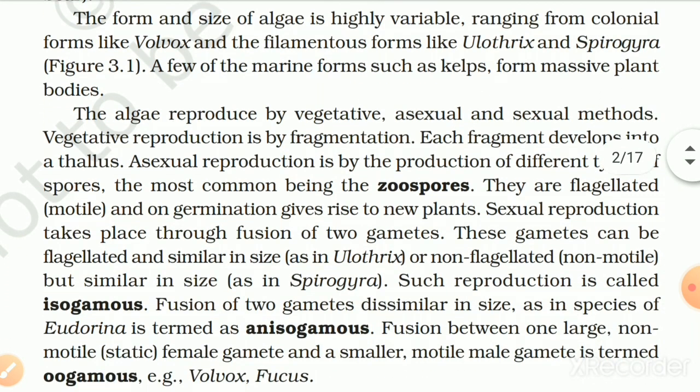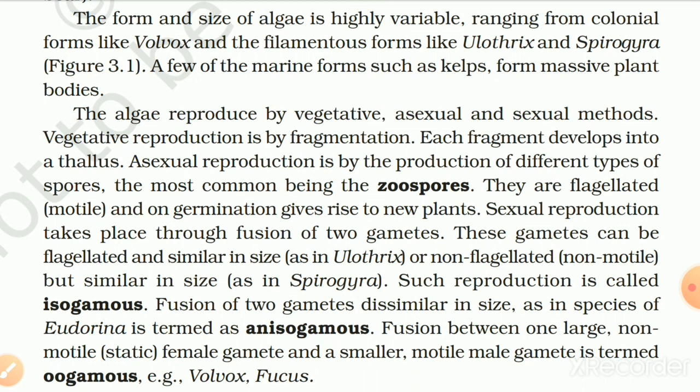The algae reproduce by vegetative, asexual, and sexual methods. Vegetative reproduction is by fragmentation. Each fragment develops into a thallus. Asexual reproduction is by the production of different types of spores, the most common being the zoospore. They are flagellated, motile, and on germination give rise to new plants.